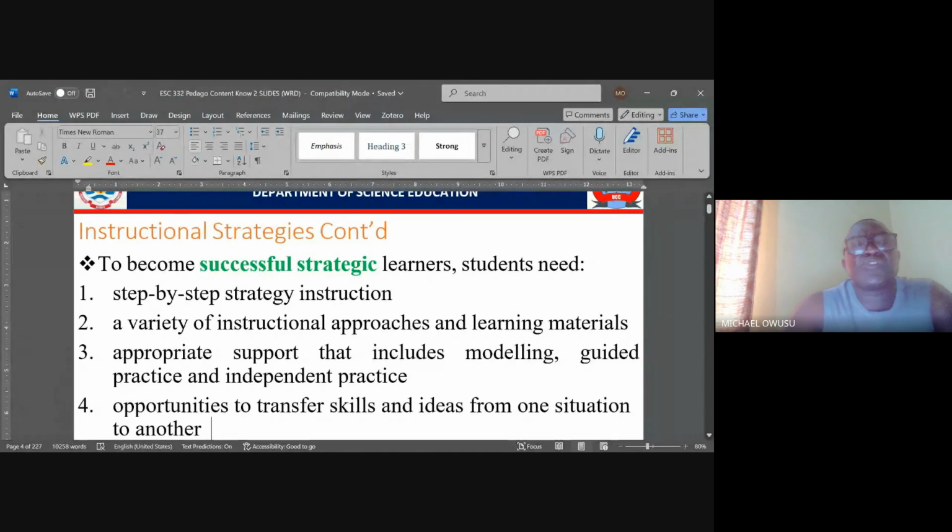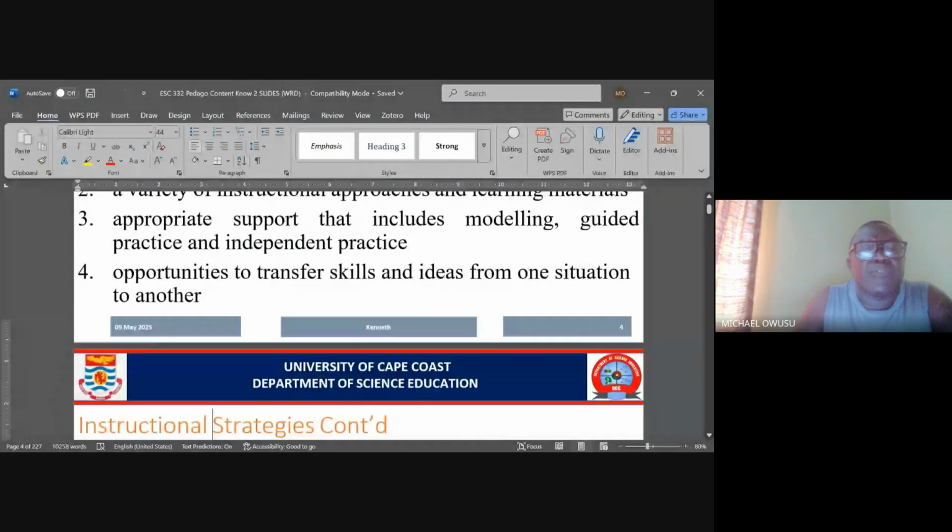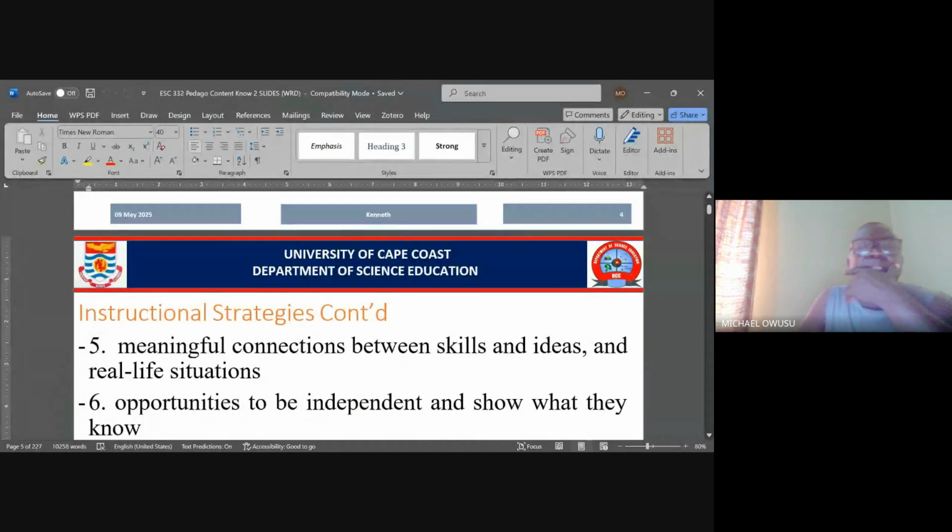Because it's not always the case that whatever they learn in the class, the same thing is what they are going to meet, the same challenge. No. Sometimes they meet so many challenges that are different from what happened in the classroom. But they should be able to transfer the skills, the ideas they have learned in the classroom to that situation to solve it. So it is also another thing we have to know. And then there must be a meaningful connection between the skills and ideas and the real life situation. Let me ask this question.